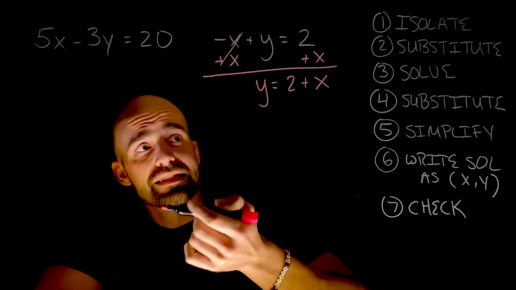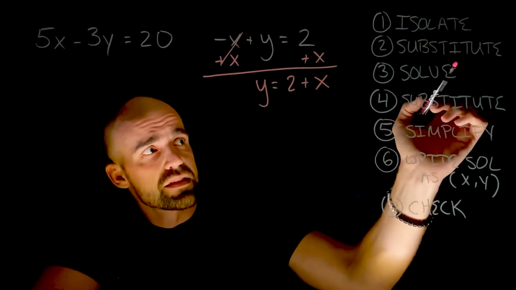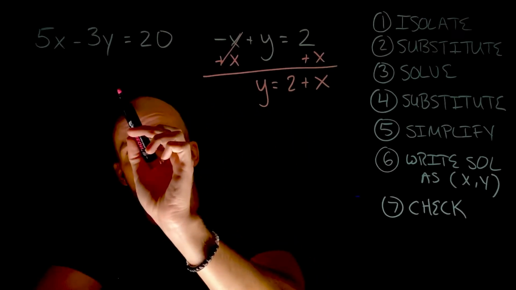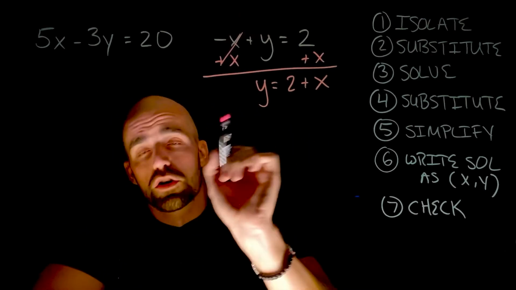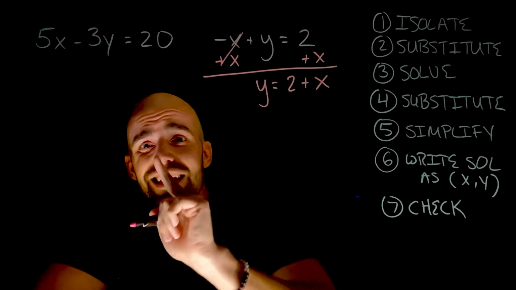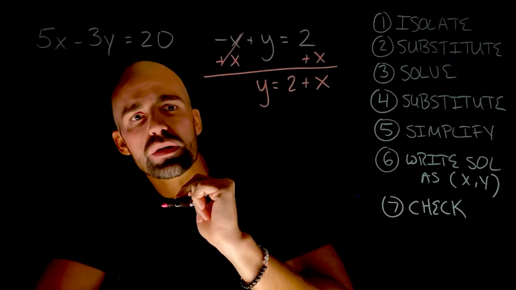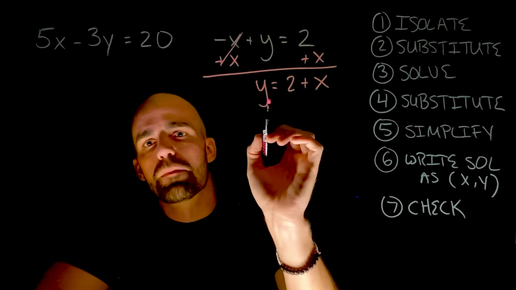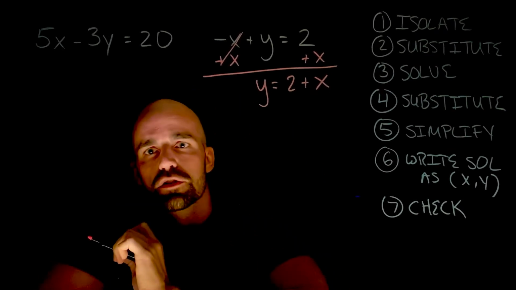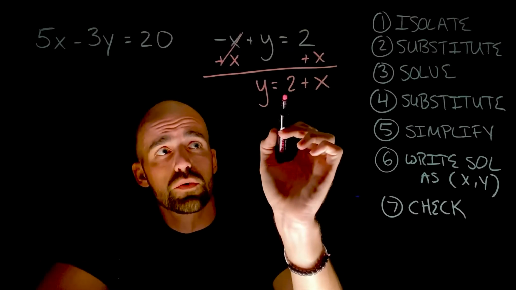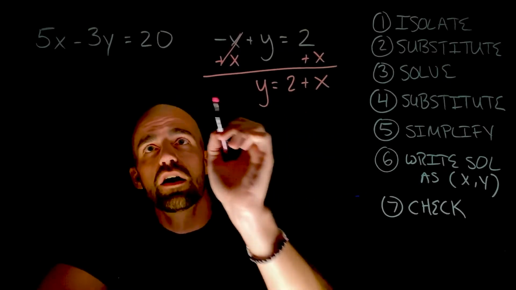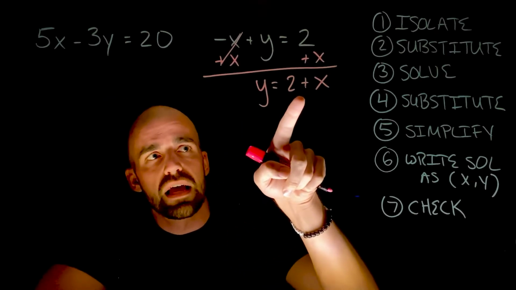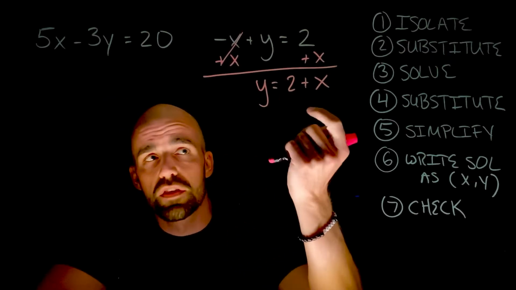Now that I have a variable by itself, I'm able to go on to my next step, and I'm going to use this to substitute into the other equation, to our second equation. So the key here, the tricky part is, you got to make sure we substitute the correct variable. So since I know what y equals, I'm going to substitute for y in this equation. So y is equal to 2 plus x. So where I have y in this equation, I'm going to replace it with 2 plus x, since y and 2 plus x are the same thing.